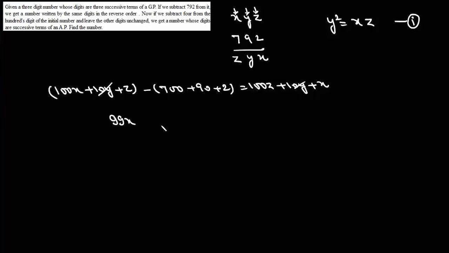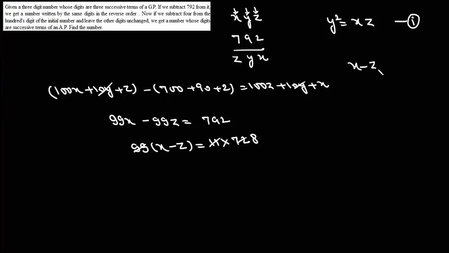Now this 10y and 10y will cancel, so we can write 99x minus 99z, and that will be equal to 792, and this is 99 into x minus z, and we can write this as 11 into 72. Now this is 9 and this is 8. So the second equation we get is x minus z equals 8.